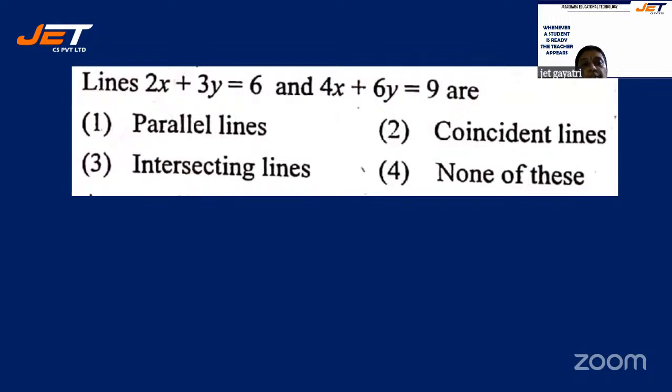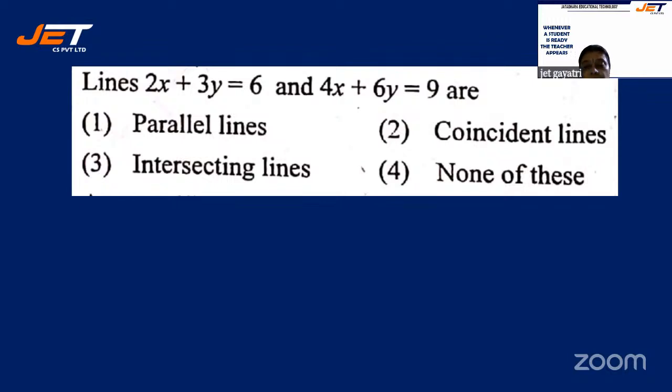Let's move on to the next question. Lines 2x plus 3y is equal to 6 and 4x plus 6y is equal to 9 are dash. Is it parallel lines? Is it coincident lines? Or is it intersecting lines? Or is it none of these? Okay. So lines 2x plus 3y is equal to 6 and 4x plus 6y is equal to 9 are. Is it parallel lines? Is it coincident lines? Is it intersecting lines? Or is it none of these?